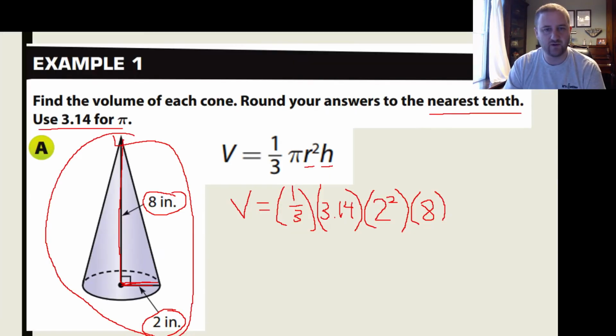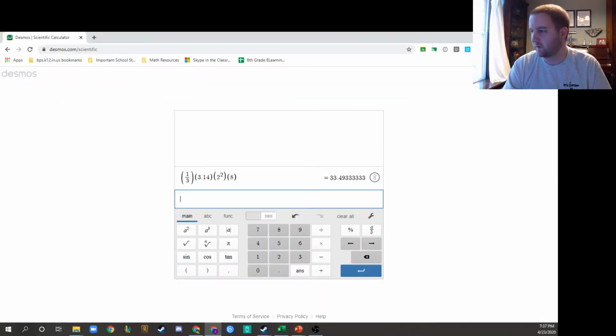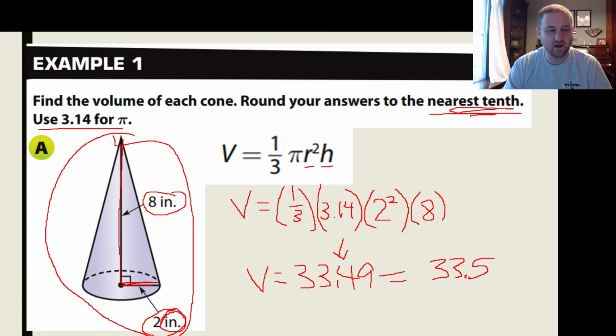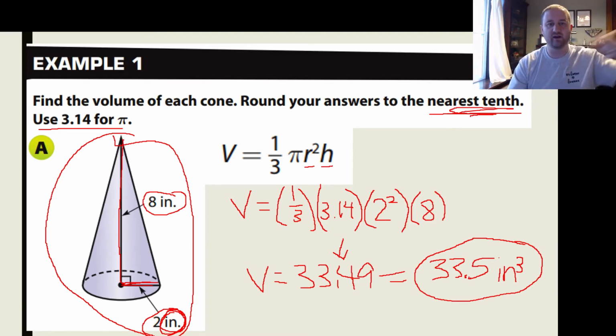It does say round your answers to the nearest tenth. So the volume here is equal to 33.49. Remember we want to round to the nearest tenth, which is this spot right here. So this 9 makes that 4 round up, so it's 33.5. And now we have to think about what units we're going to use. Here we've got inches, and since it's volume, it's inches cubed. So it's just a matter of taking what you have and plugging it into your formula.